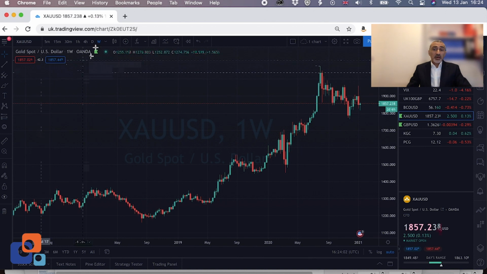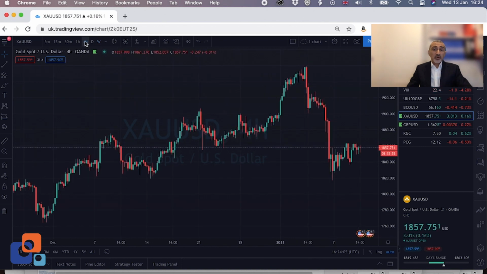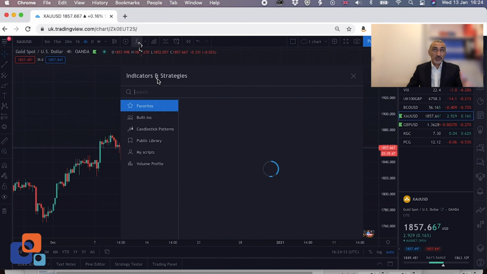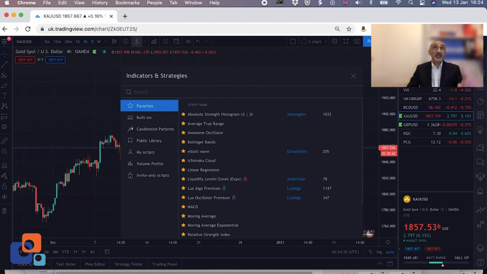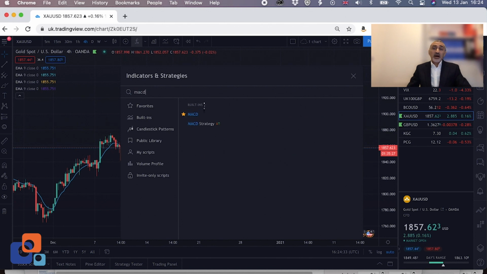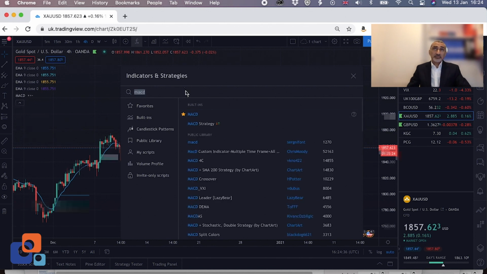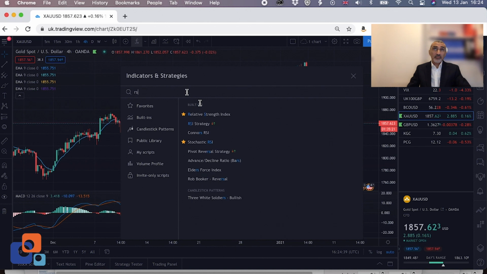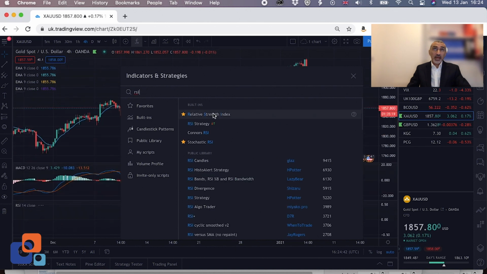I'll pick gold and I'll choose the 4-hour time frame because it is my favorite time frame for gold. I always start with the following indicators on the chart. So we go up to the function sign. I find the exponential moving average, and I put 4 of these on the chart. So I click it 4 times. Then I add the MACD, and RSI.